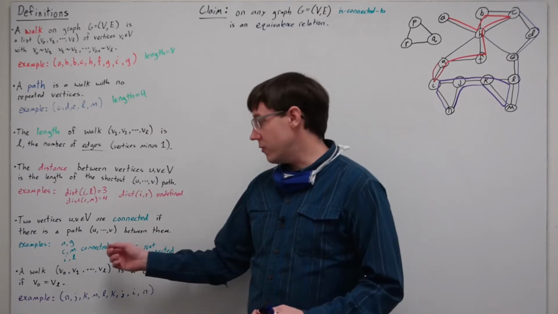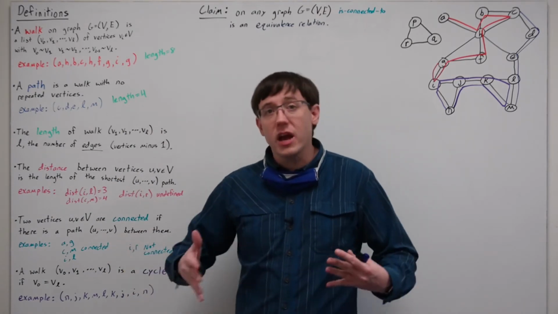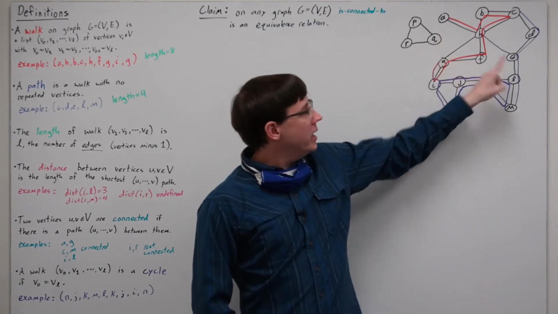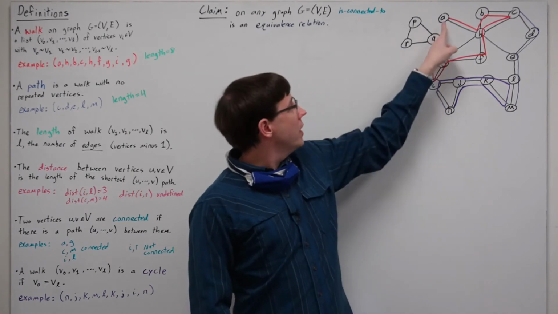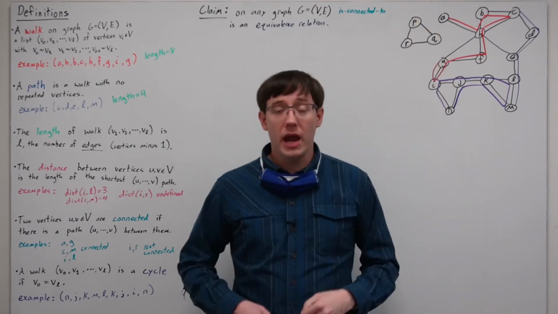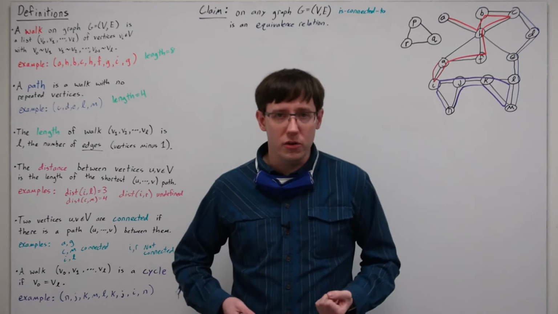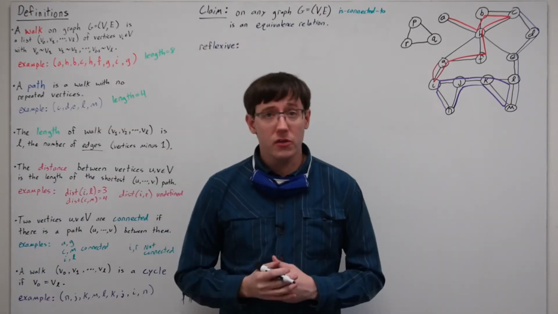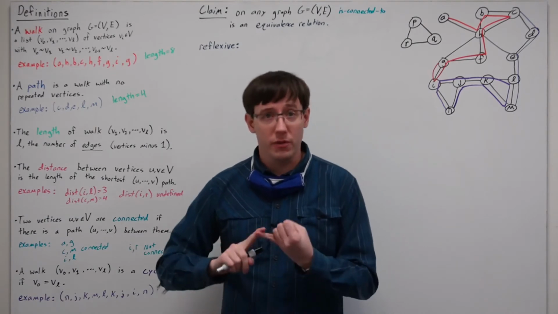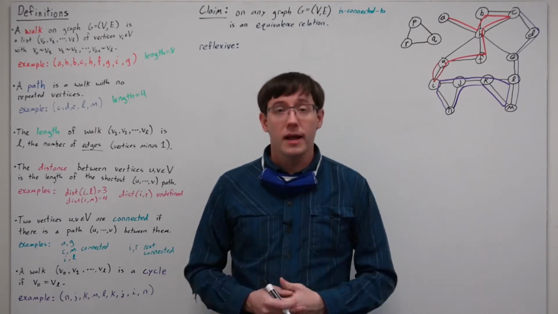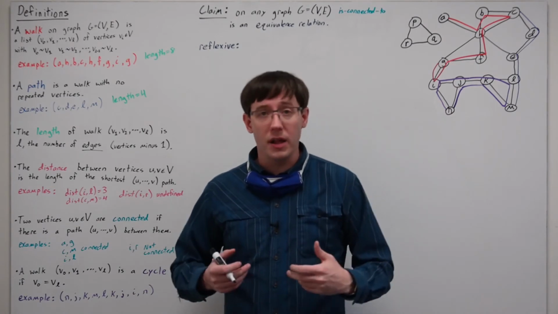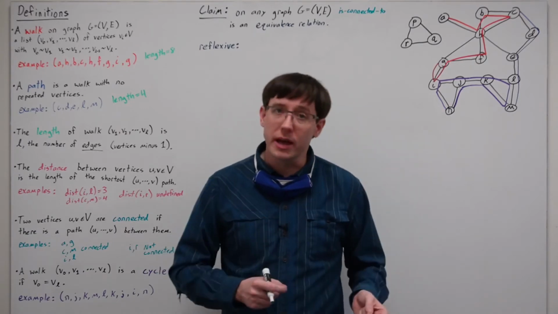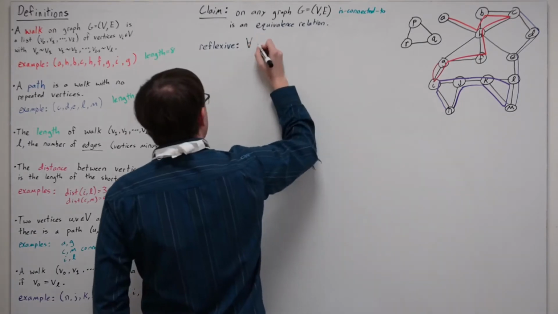With our definition of connected, we can think about the is connected to relation, where AH or AE would be in that relation, but AP would not be. And we can prove that is connected to is an equivalence relation. To show that something is an equivalence relation, we need to prove that it's reflexive, symmetric, and transitive. And since this relation is on the vertices of the graph, we need to show that every vertex is related to itself.